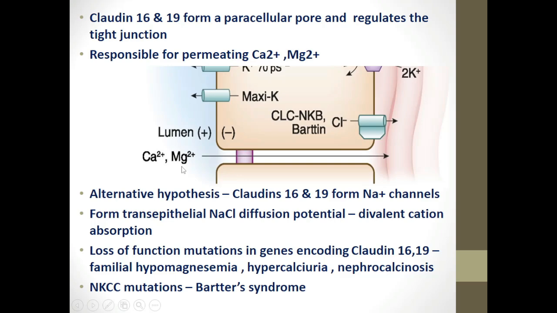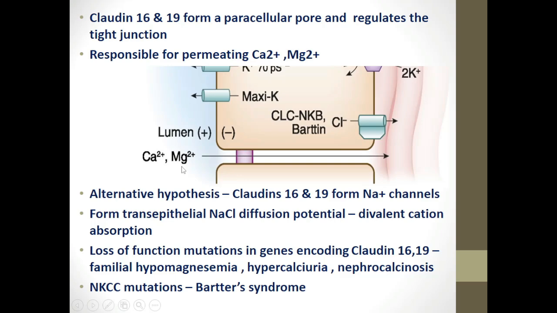Then nephrocalcinosis. That is a problem in the nephron where calcium accumulation takes place in the lumen. So that is called nephrocalcinosis. Or if you have a mutation in the NKCC cells, as I already told you, then you will get Bartter's syndrome. So if this problem is not there, and calcium ion and magnesium are properly absorbed through the tight junction, these problems, the familial problem and Bartter's syndrome, will not come. Otherwise you will get this problem.